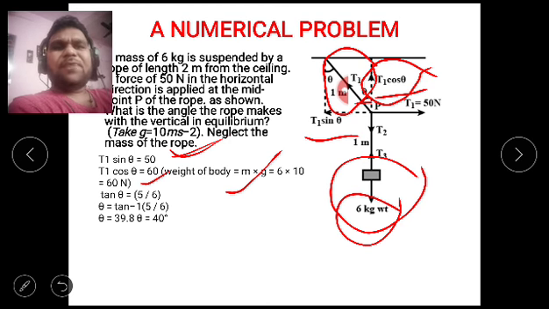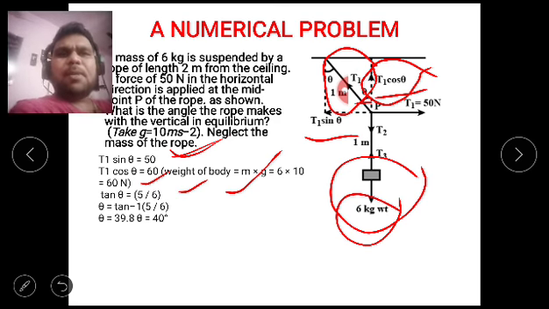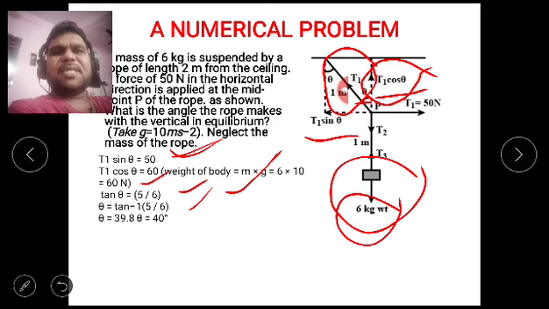Now simplify it. How will you simplify? You will divide the first by the second. T1 will get cancelled. You will get tan theta is equal to 5 by 6. So theta will be equal to tan inverse 5 by 6. By making use of the trigonometric table, when the value of tan theta is 5/6, the value of theta has to be 39.8. After rounding off, it is coming to 40.